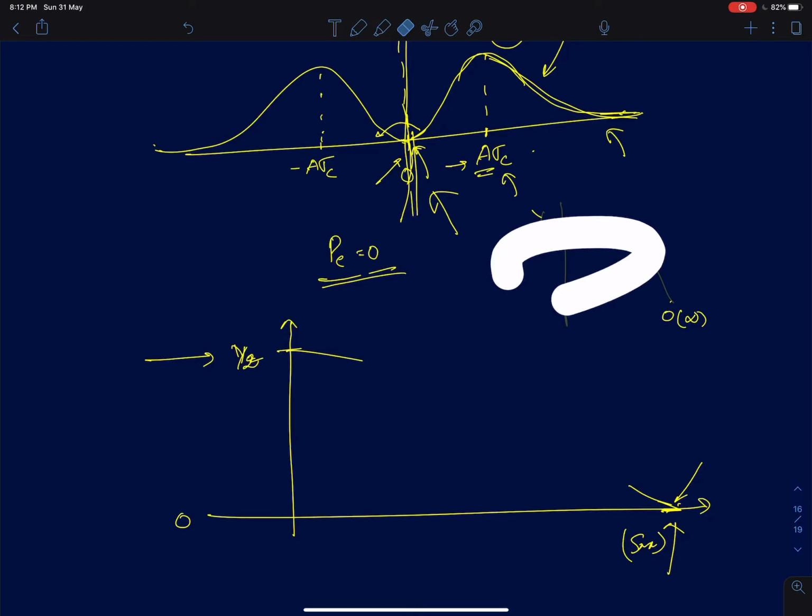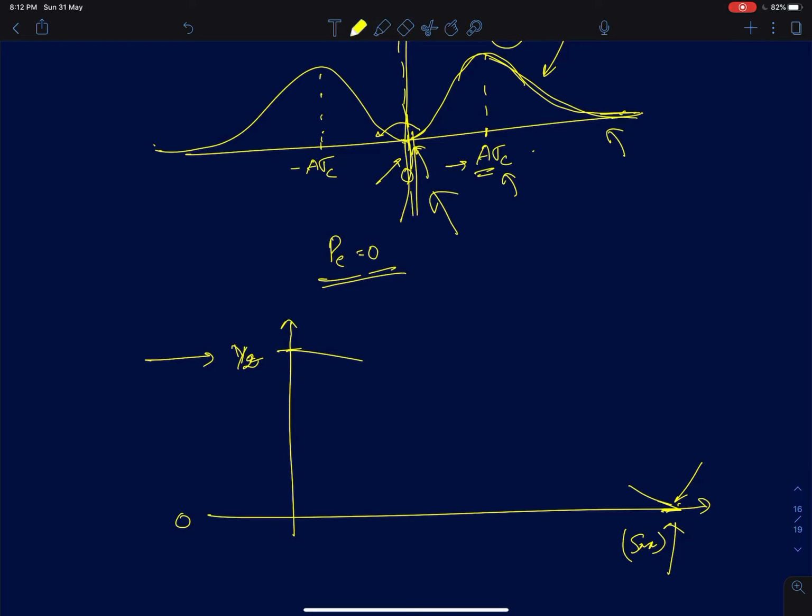Now the question is, because there is a multiplicative factor c here, what difference does it make? The end values are same. But what about the values in between? How fast does this function go to 0 compared to an AWGN channel? So that's what we'll be trying to show here.